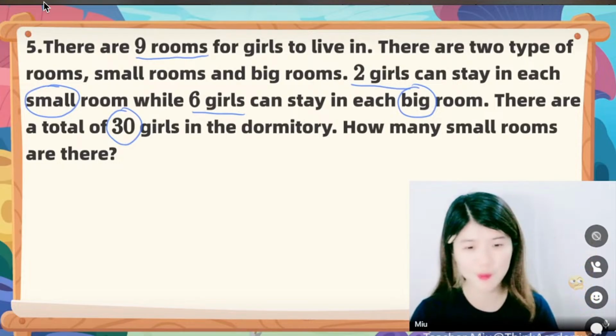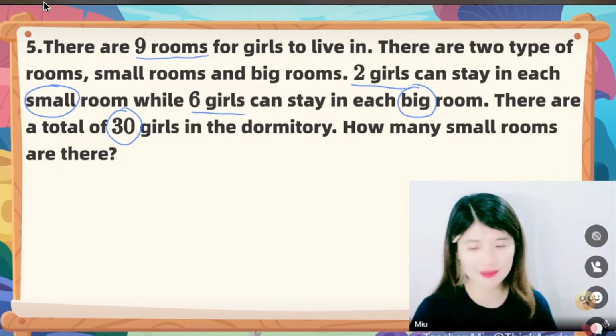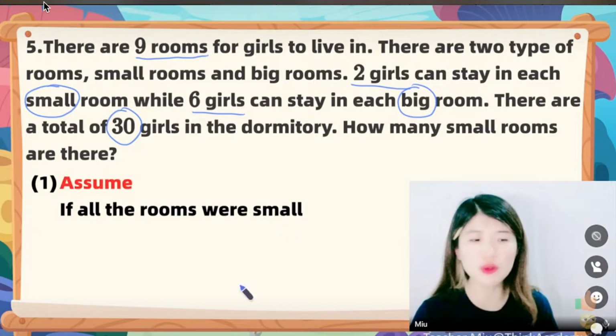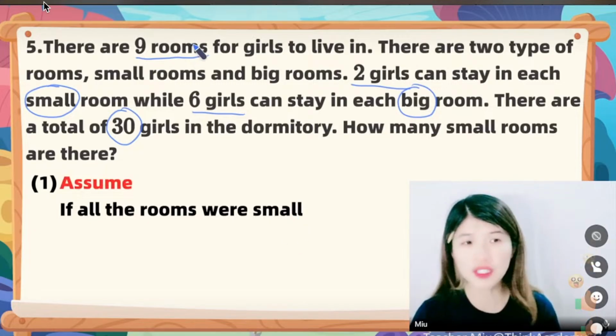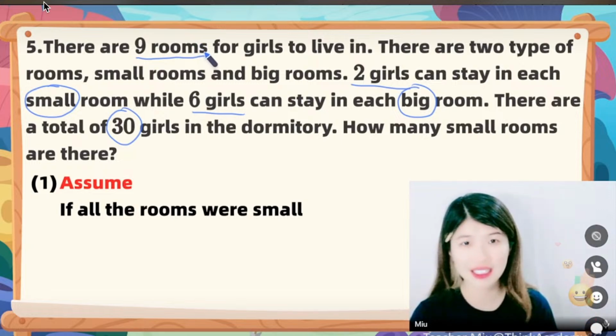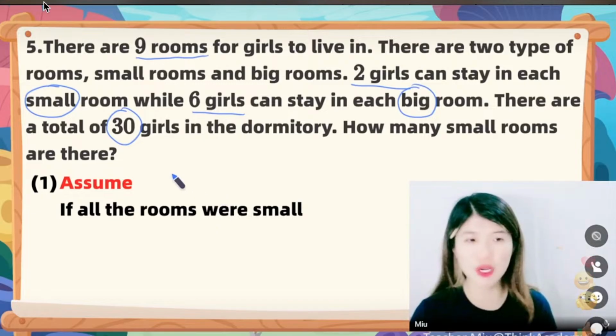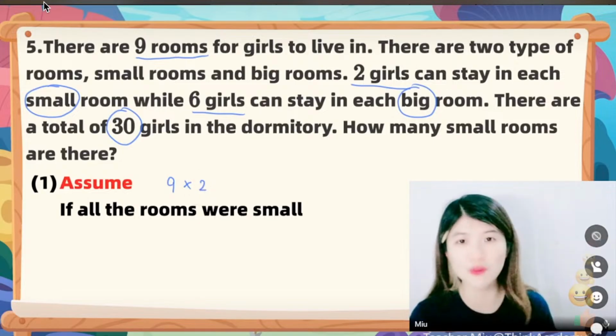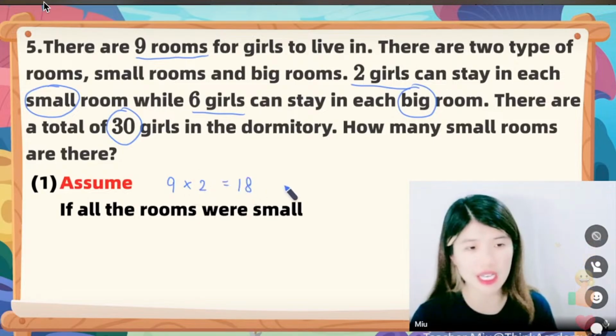Okay, let me give you some guidance. Step 1, we can just assume all the rooms were small. If all the 9 rooms are small, how many girls can we accommodate? So fast. If all 9 rooms were small and 2 girls each room, altogether we can only accommodate 18 girls.